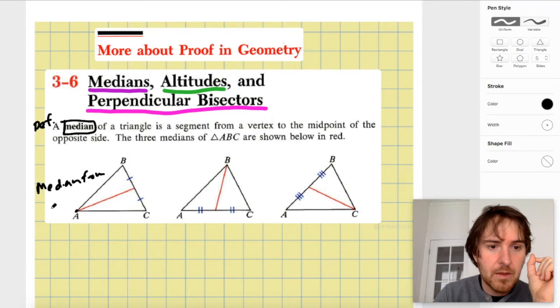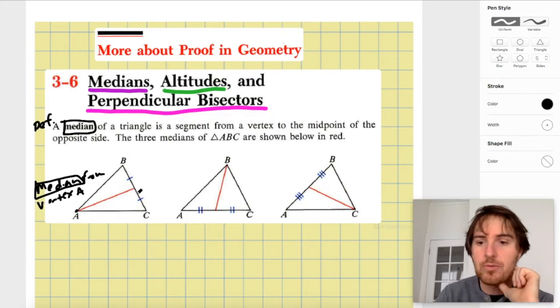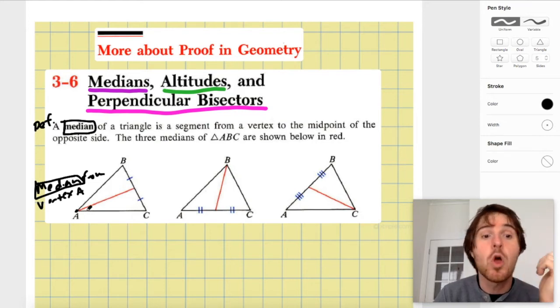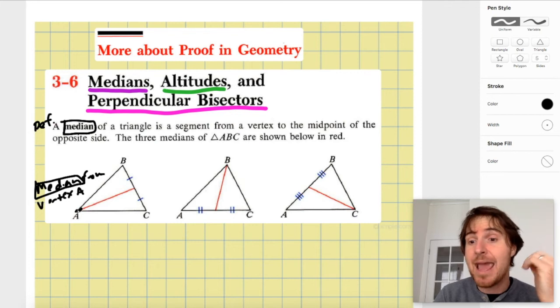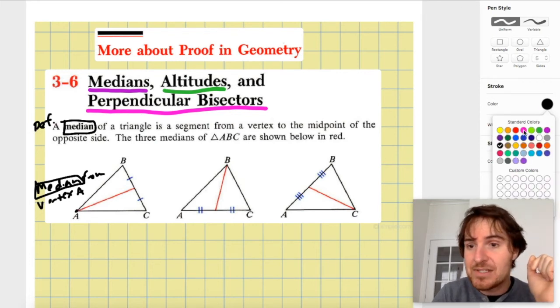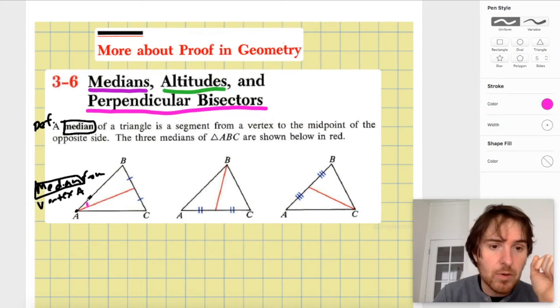from vertex A, okay, the median from vertex A in this triangle right here. So the median goes from the vertex to the midpoint of the opposite side here. So that means side BC, right? Side BC right here would be opposite the angle A, right? Opposite the angle A here. So what I got for my median is this right here. So I would just sketch this out real quick, right?